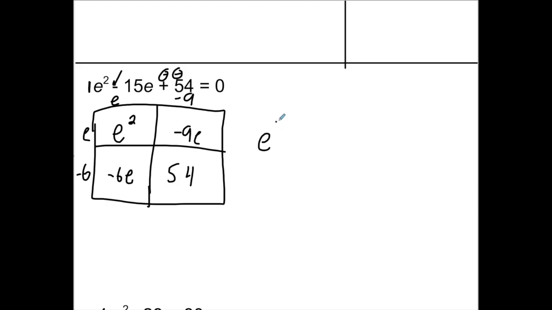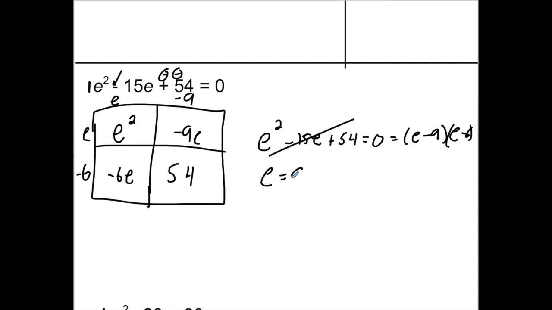So I've got e squared minus 15e plus 54 equals 0, and also equals (e minus 9)(e minus 6). So if this is equal to 0, let's just solve this. What makes that true is when e equals 9, because then we get 0 times something, and then when e is equal to 6. So those are our two solutions here.